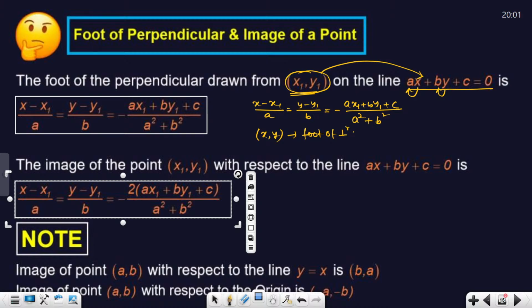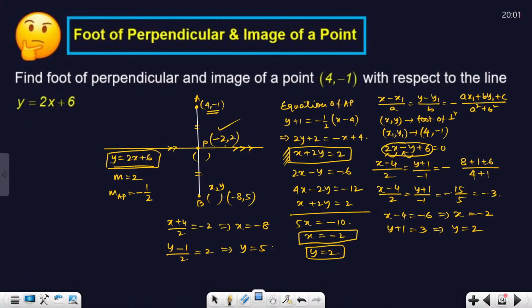So let us go to the previous problem and try to find out this sum. What will be the image of this? Simple. Here we actually got minus 3. It is actually the same thing. (x - 4)/2, (y + 1)/(-1), this equals minus. Only thing is that 2 times will come here, and the rest is the same, which is actually minus 3. So we are having this thing as 6.